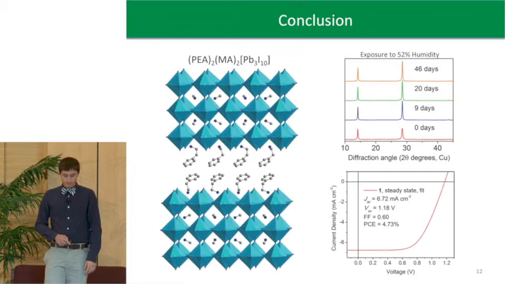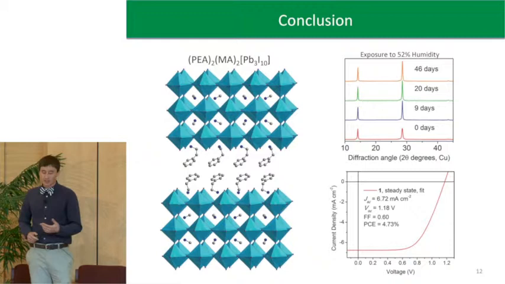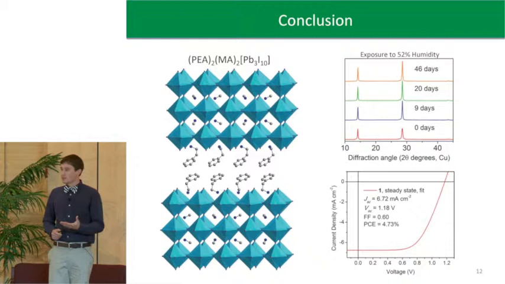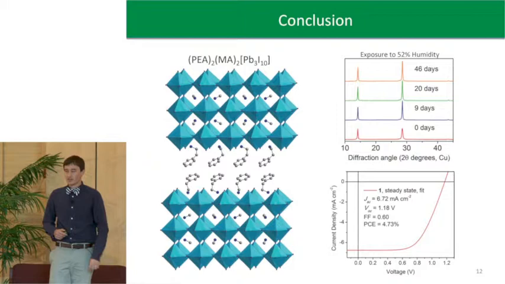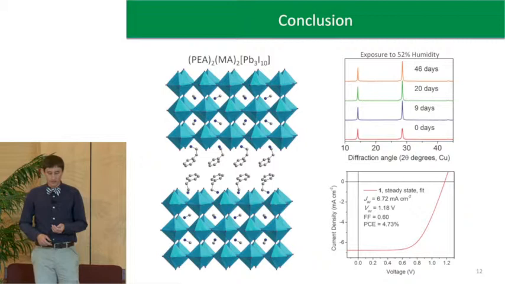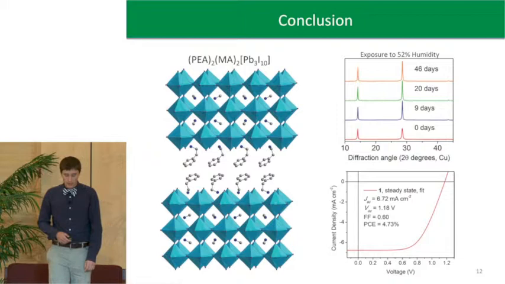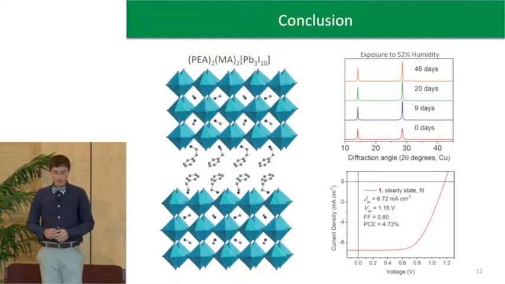So with that, I'd like to conclude by reiterating that I was able to make this new material. I didn't say this before, but this is the first n equals 3 lead iodide perovskite ever reported. We were able to test the humidity stability of this material, and we show that it is much more robust when you expose it to a controlled humidity environment compared to the 3D perovskite. But also, putting it in a device, it performs very well, especially as a first-generation material, getting almost 5% efficient conversion of the solar energy.